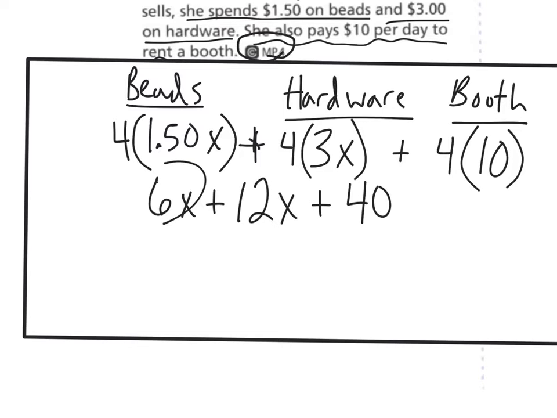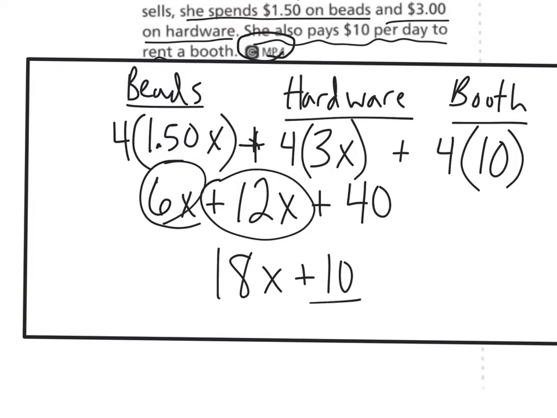At this point, we can actually combine the 6x plus 12x together, which would be 18x. And so 18x plus 40 would be our simplified equivalent expression.